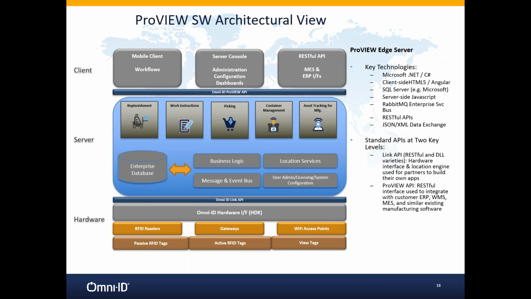Over top of the application layer, you see the Omni-ID ProVIEW API. That ProVIEW API is key for other systems to talk to our system. So if we're doing replenishment or we're doing picking and we need to talk to the warehouse, there might be a WMS that's running that needs to communicate directly with ProVIEW. It would work through that API. And that would be using RESTful methods, JSON specifically, exchanging data through XML files, and being able to then talk to our applications with their applications.